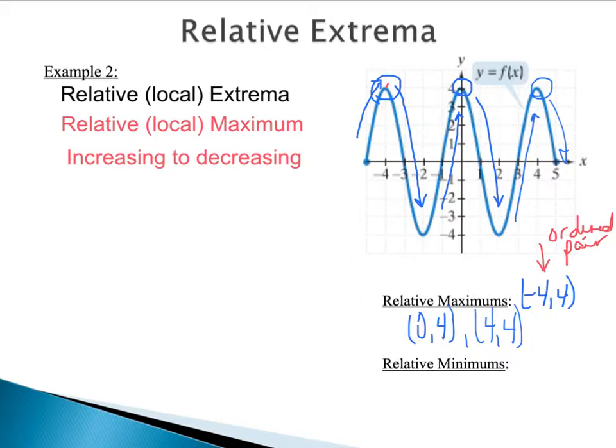And then we have one more relative maximum, again, where we're increasing and then decreasing, so we're going up and coming back down. That would be at this point here, which would be the point 4, 4. So again, these are ordered pairs. We have 3 relative maximums.